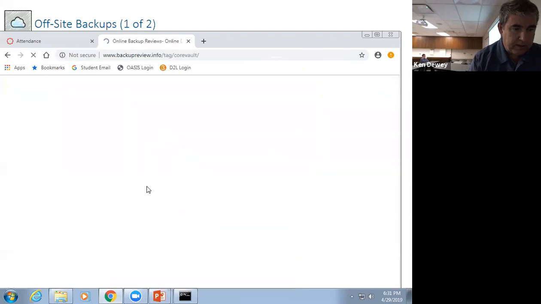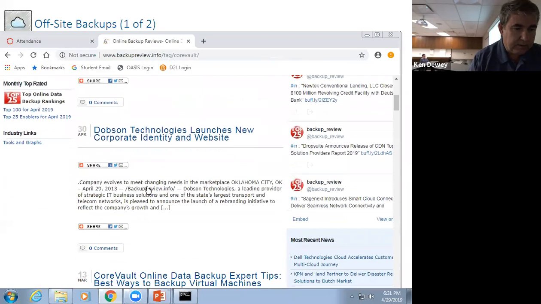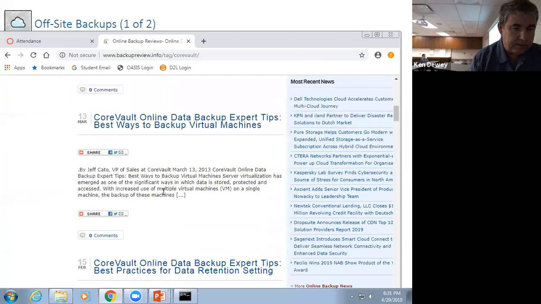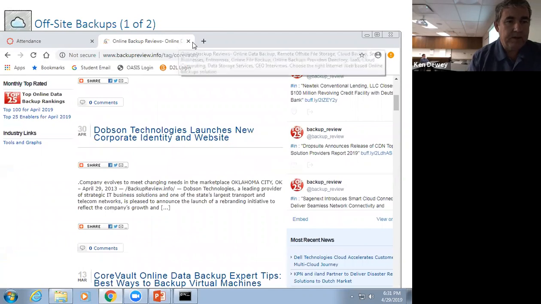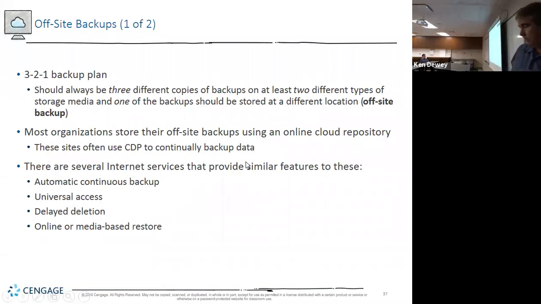Best ways to back up. I don't know who they are. Dobson Technologies launched a new Core Vault. This is in 2013. They're up by Northwest Expressway, and it was really a good place for backups. But I use Carbonite now, which is $54 a year for unlimited backup, which is nice. So it's not bad at all.